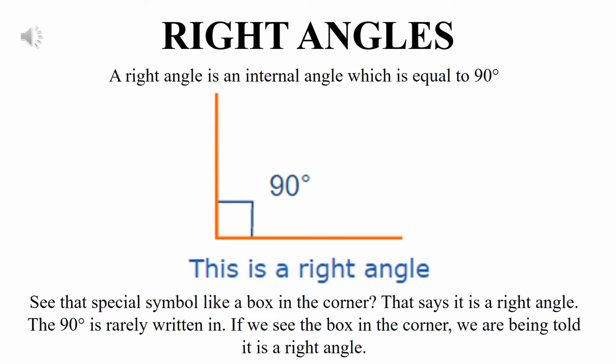Right angles. A right angle is an internal angle which is equal to 90 degrees. This is a right angle. See that special symbol like a box in the corner? That says it is a right angle. The 90 degrees is rarely written in. If we see the box in the corner, we are being told it is a right angle.